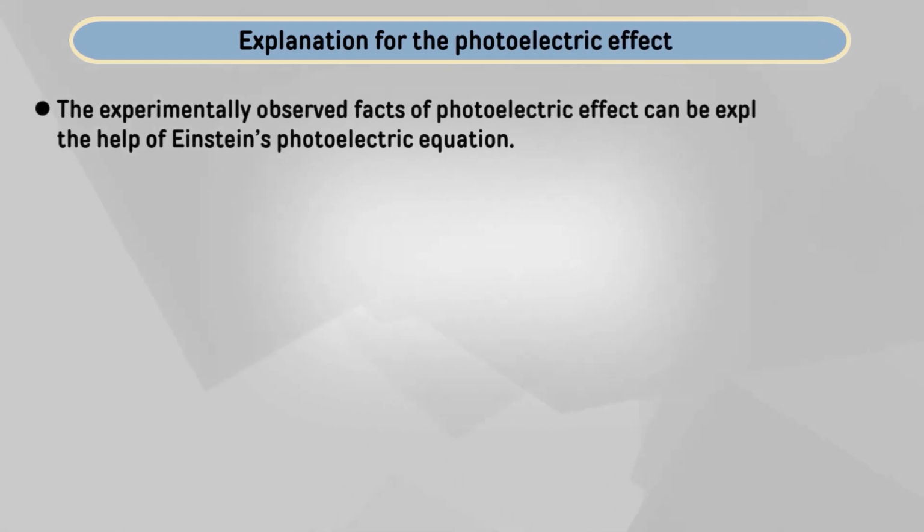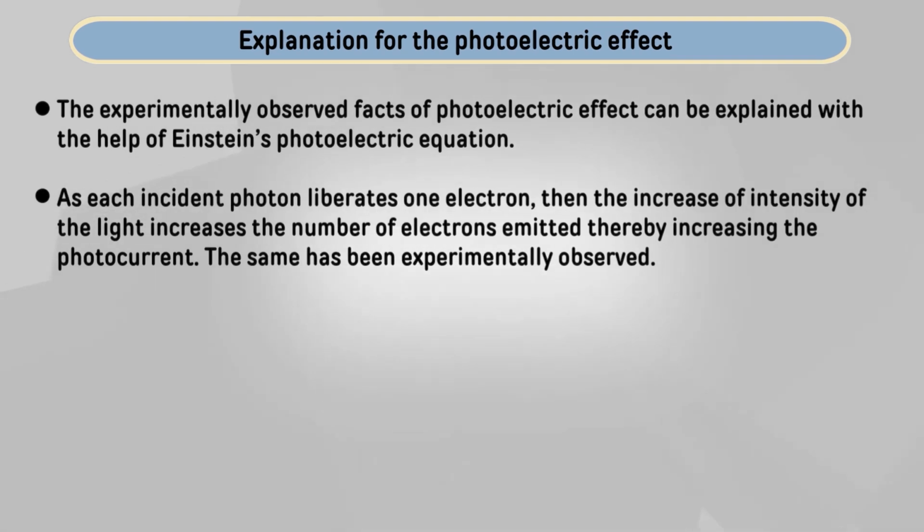Now, the explanation. The experimentally observed facts of the photoelectric effect can be explained with the help of Einstein's photoelectric equation. As each incident photon liberates one electron, increasing the intensity of light increases the number of electrons emitted, therefore increasing the photocurrent. As far as the quantum theory of light is concerned, the intensity of light is not related to the energy of a photon, it is related to the number of photons. So, the more photons incident on the surface of the metal, the more electrons are emitted.